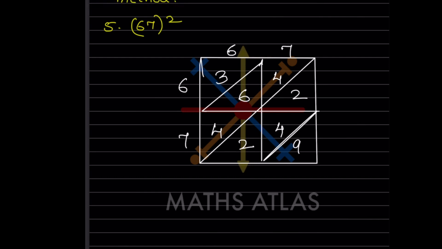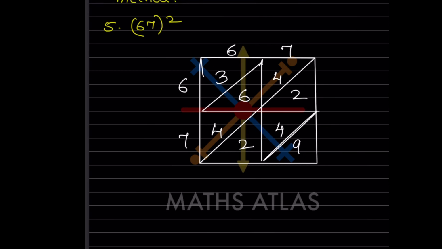So once again I'll repeat it. Multiply this into this, that will be 36. Multiply this into this, that will be 42. Multiply this into this, that is going to be 42. Again multiply this into this, that is going to be 49. Now we are going to start from the lowest, this one.